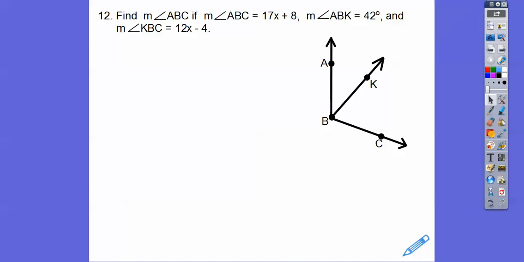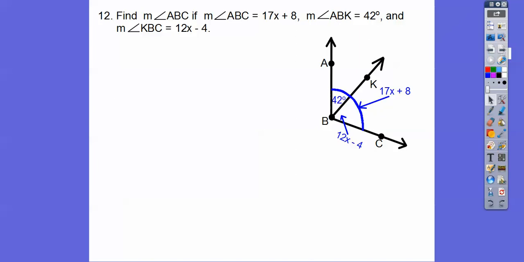Okay, so it says find the measure of the big angle ABC. So find ABC if ABC equals the expression 17x plus 8. So I'm going to put a big arc all the way around 17x plus 8, and it says ABK. So ABK is 42. We'll float a 42 in there. And then KBC, that's what this says. KBC is 12x minus 4. We'll put that in there. Let's do that real quick, okay?